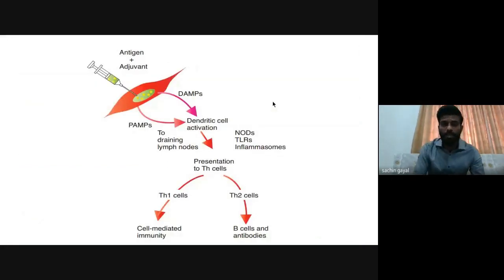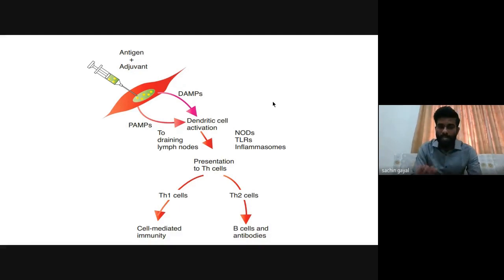We can see in this picture, after injecting antigen with adjuvant, that is the adjuvanted vaccine, there is the activation of dendritic cells by two pathways, that is the DMP pathway and another is the BMP pathway. But first of all, we will see the DMP pathway.